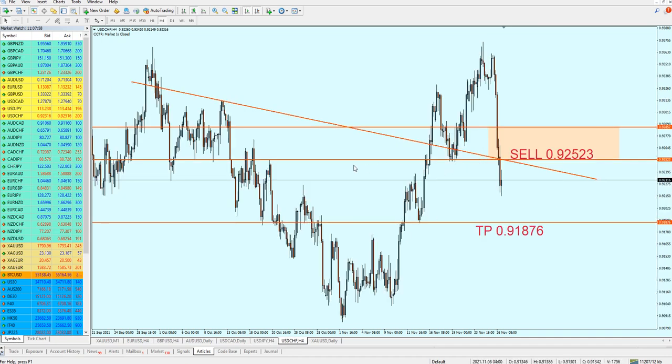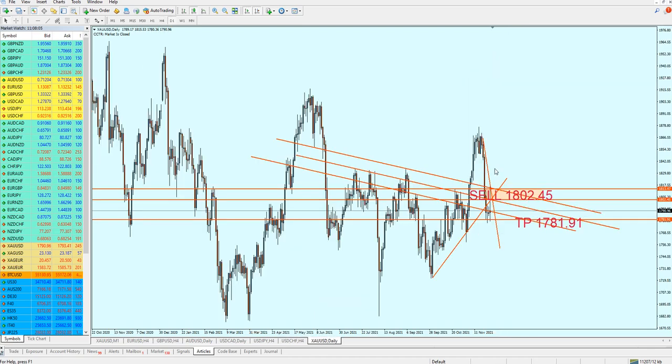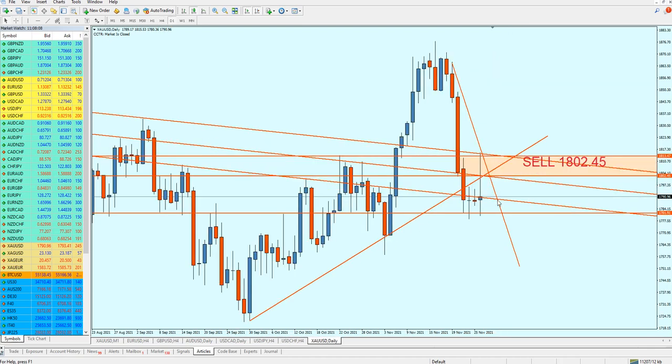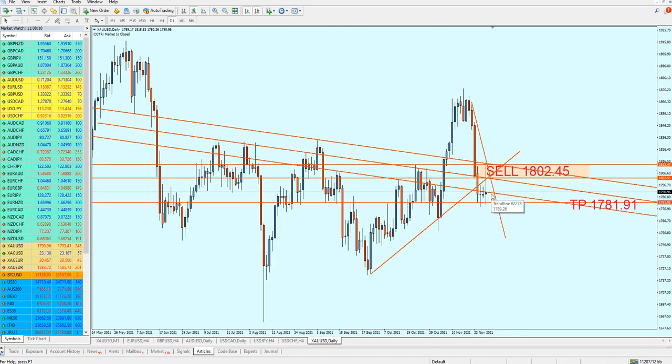USD CHF, a very clear signal for the sell exactly from that key resistance level. It's going to rise for 21 pips. And the gold. I honestly think it will fall immediately. It actually can never reach our sell level.